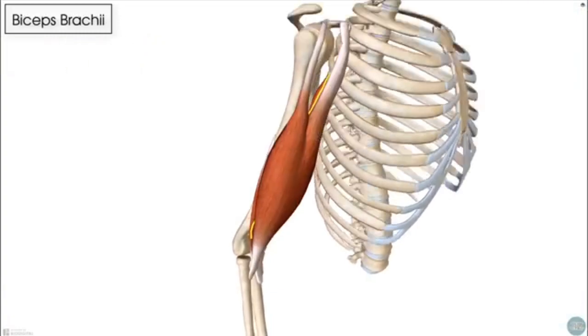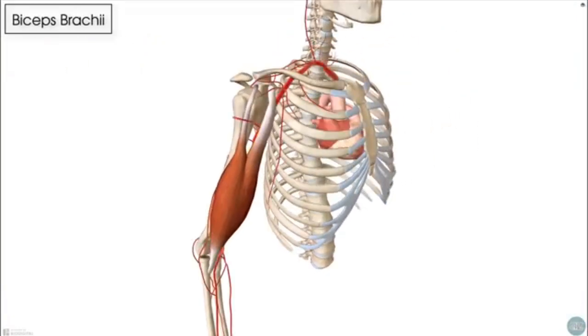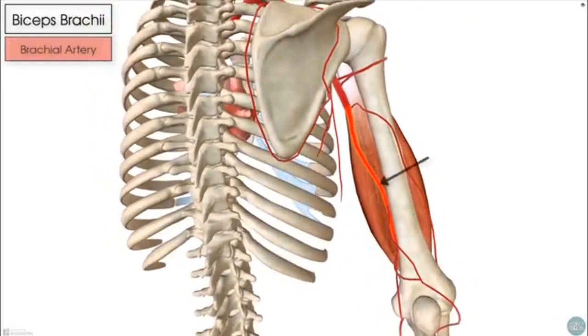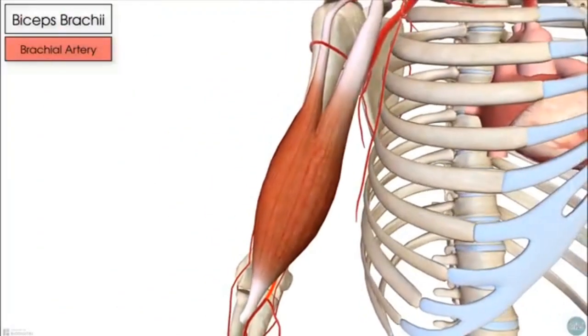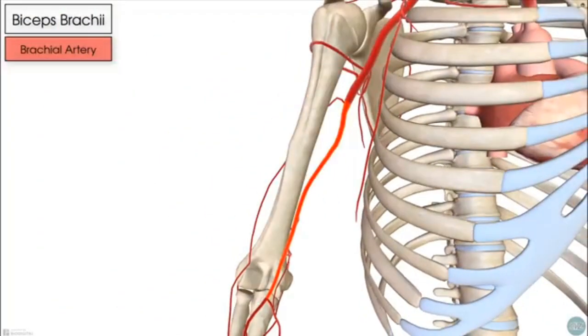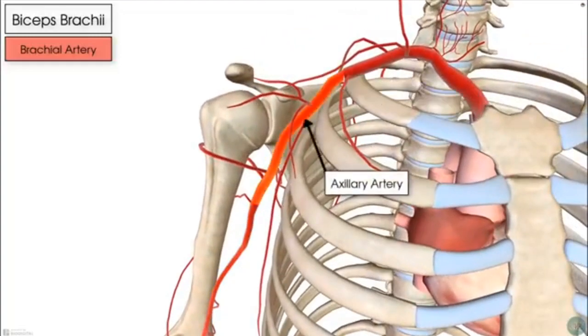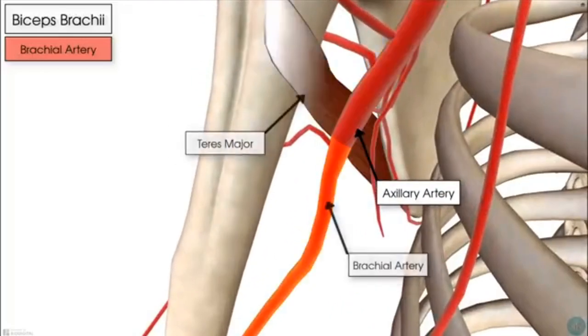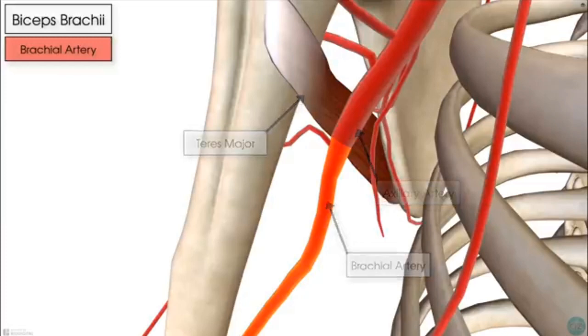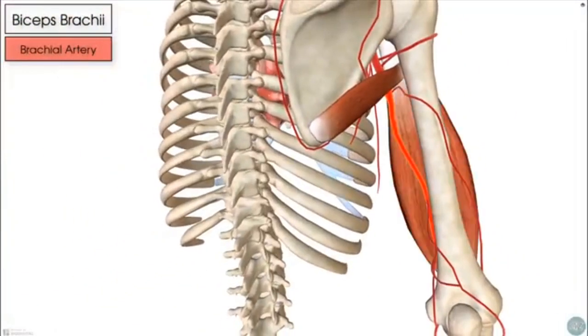The biceps receives its blood supply from the brachial artery. So this is the major blood vessel of the upper arm, and it lies underneath the biceps muscle, and it begins essentially as a continuation of the axillary artery. So as the axillary artery reaches the lower margin of the teres major muscle, it then continues on as the brachial artery that then runs to supply the biceps muscle.